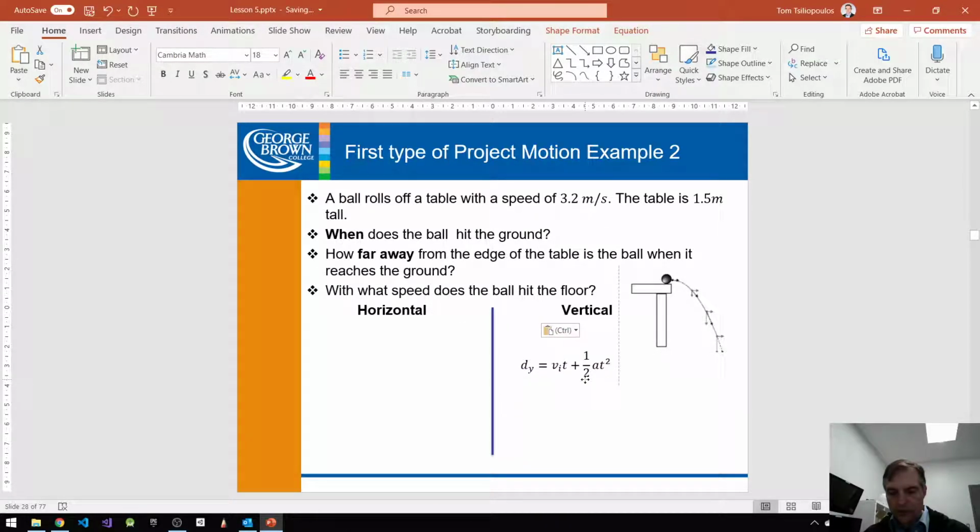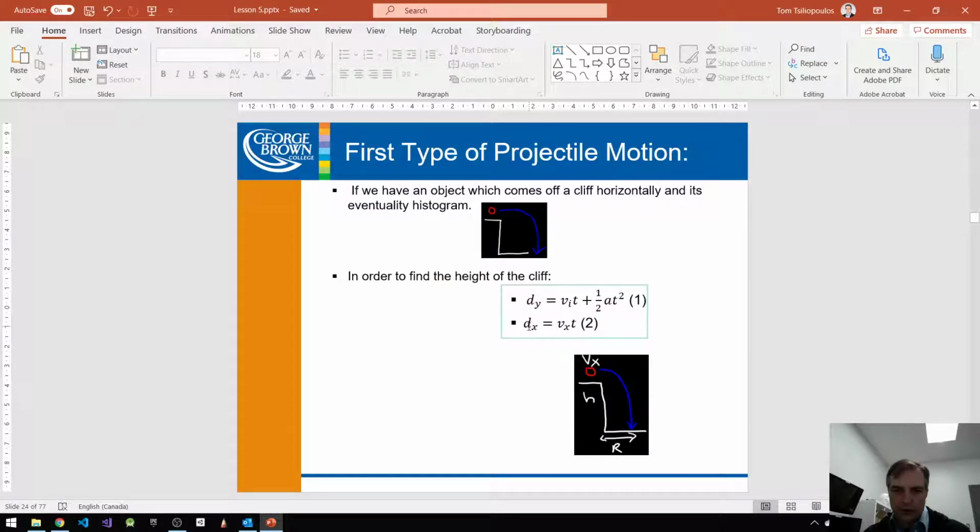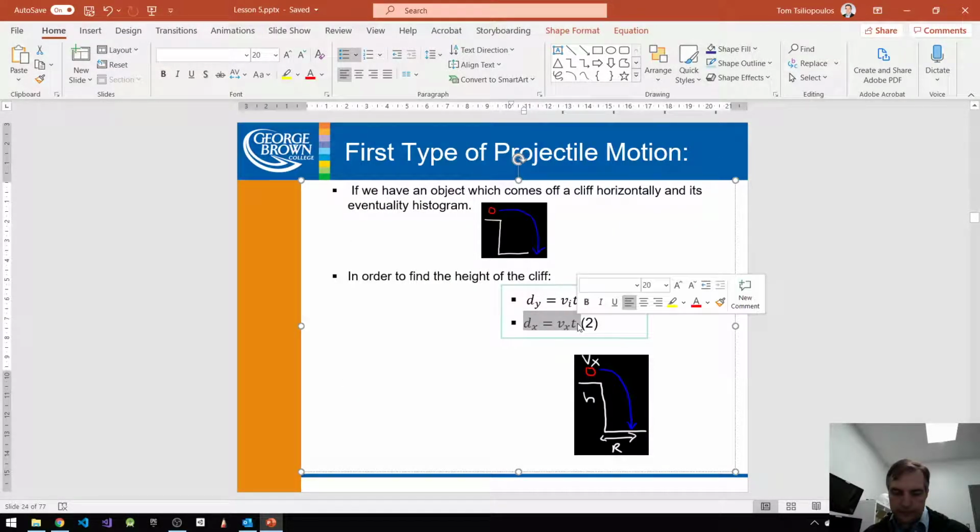Does this make sense? So okay, if I take the initial equation here, and I start plugging in some values, so it rolls off a table with a speed of 3.2. Is that this? No, this is on the y-axis. So this would not be the initial velocity. Initial velocity here would be 0. We're going to come back to this in a second. However, we do have this other equation here, which I'm going to use.